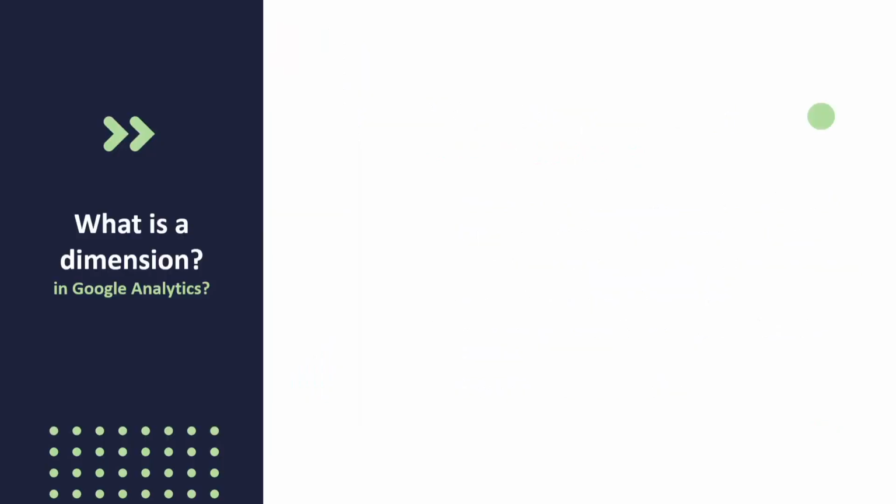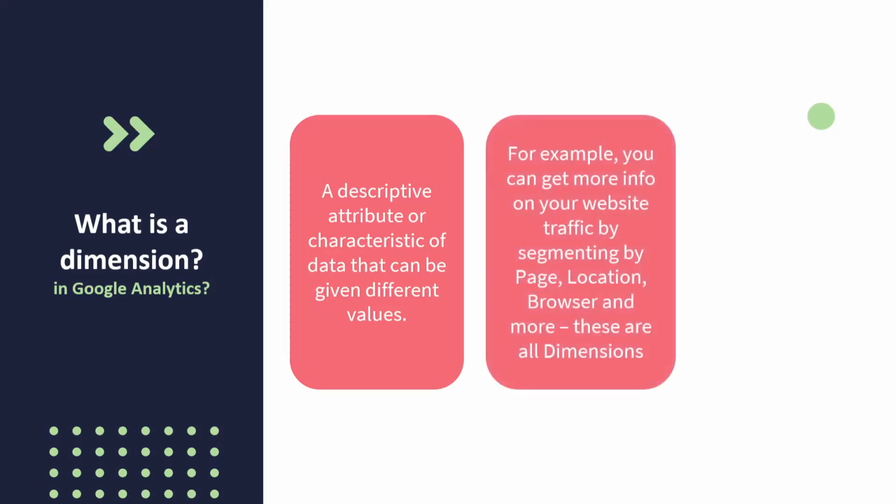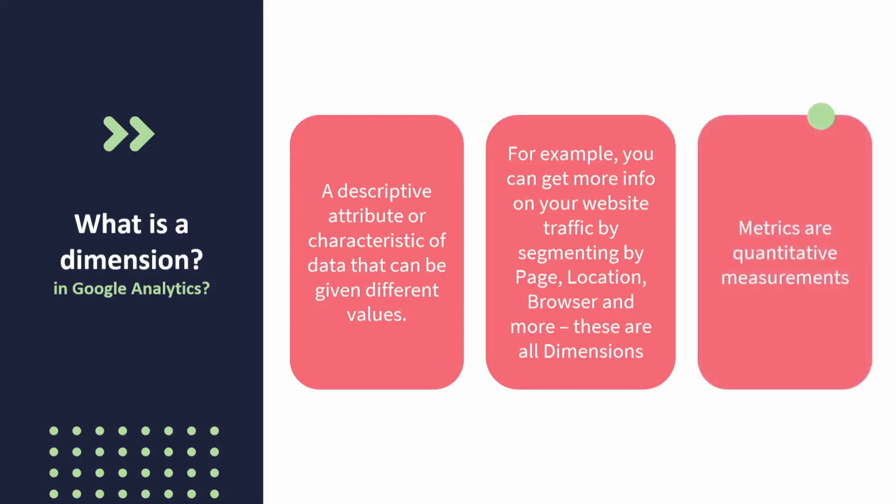Then we have dimensions. Dimensions are a descriptive attribute or characteristic of data that can be given different values. So it's not numerical like metrics. It's really a different way to segment your information. So, for example, you could get more information on your website traffic by segmenting by page, location, your browser, and more. So these are all dimensions, and there are many, many more, and you will see more as we go through all the reports. And as I said, metrics are quantitative measurements. So that is how they differ to dimensions.